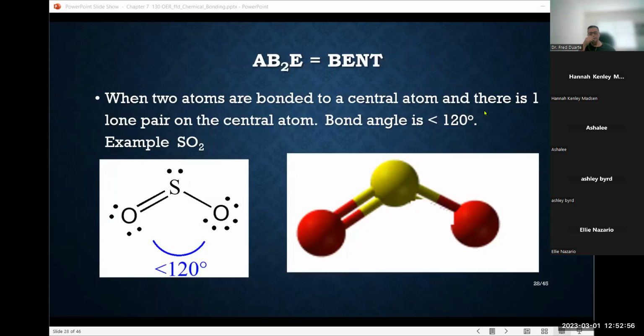When there is a lone pair on the central atom, we end up with the Bent configuration, where the general formula is AB2E. Now here's a good example of when looking at the formulas. And if we compare, let me change the color here for a second. This is SO2, sulfur dioxide, okay?